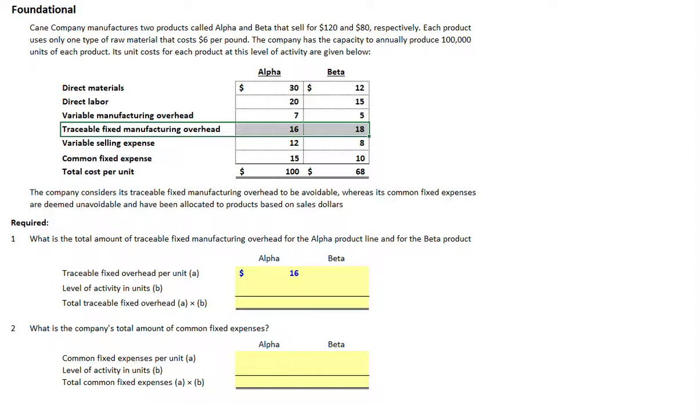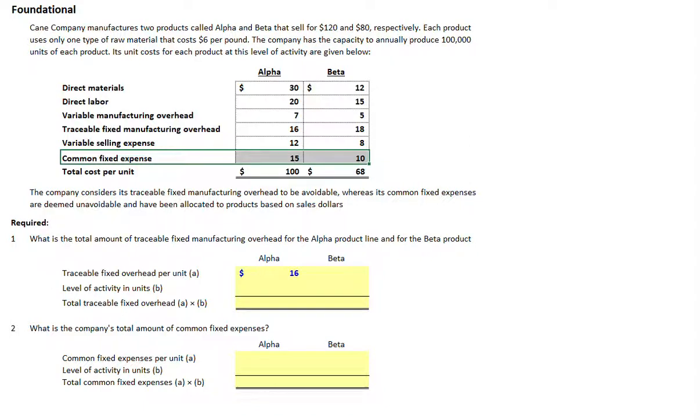If we quit making the alpha, we close down the factory. We get rid of rent on the factory. We get rid of our production supervisor in the factory. We get rid of our maintenance workers in the factory if they are on a fixed basis rather than variable basis. Any fixed cost associated with that factory will disappear, as of course will the variable cost. So traceable fixed costs will disappear if we get rid of a product. On the other hand, the common fixed costs, these are more of our corporate costs. They won't disappear. They'll simply be reallocated from one product to another. And the Kane Company allocates the common fixed costs on the basis of sales dollars.